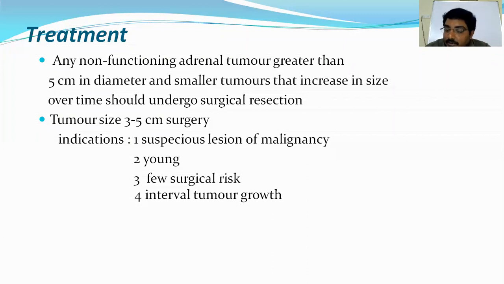What are the indications if the tumor is 3 to 5 centimeters? One is suspicious lesions of malignancy. If you suspect any malignancy, or in young patients, or few surgical risks, or interval tumor growth. We will wait and watch, and if the tumor is growing, then we will go for surgical resection. If it is more than 5 centimeters and increasing in size, we will go for surgical resection.